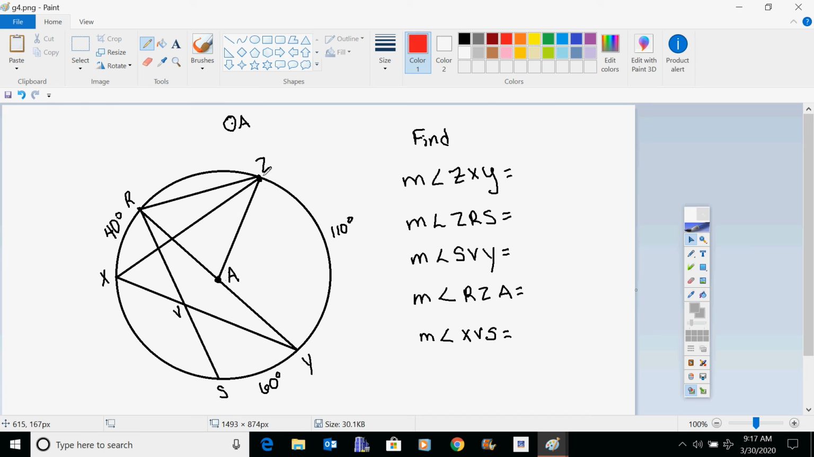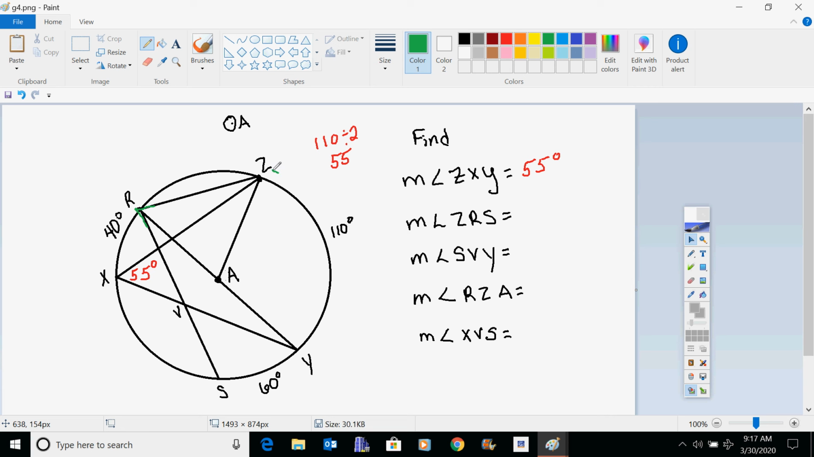If you're trying to find ZXY, once again, that's half of the intercepted arc. So ZXY would be 110 divided by 2, which would give you 55. So 55 degrees right here. ZRS, let's identify ZRS. So that angle, ZRS, right here. Okay, so this is the one we're looking for.